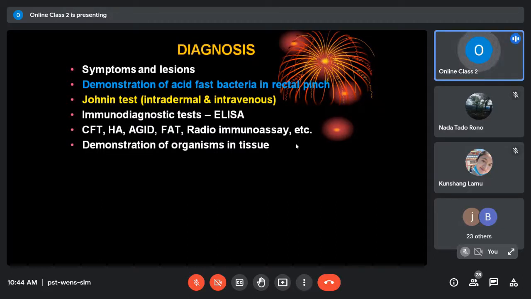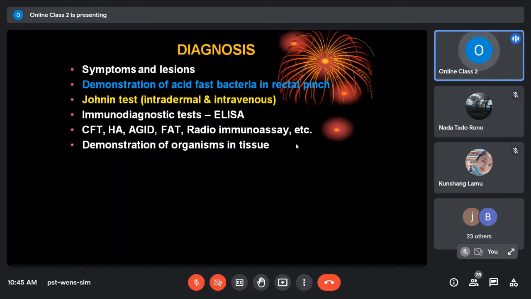Immunodiagnosis, similar to ELISA, can be used for mass screening of affected animals on the farms. Some other serological techniques, such as the complement fixation test, hemagglutination test, gel immunodiffusion test, fluorescent antibody technique, and radioimmunoassay, may also be conducted for the diagnosis of this particular disease.